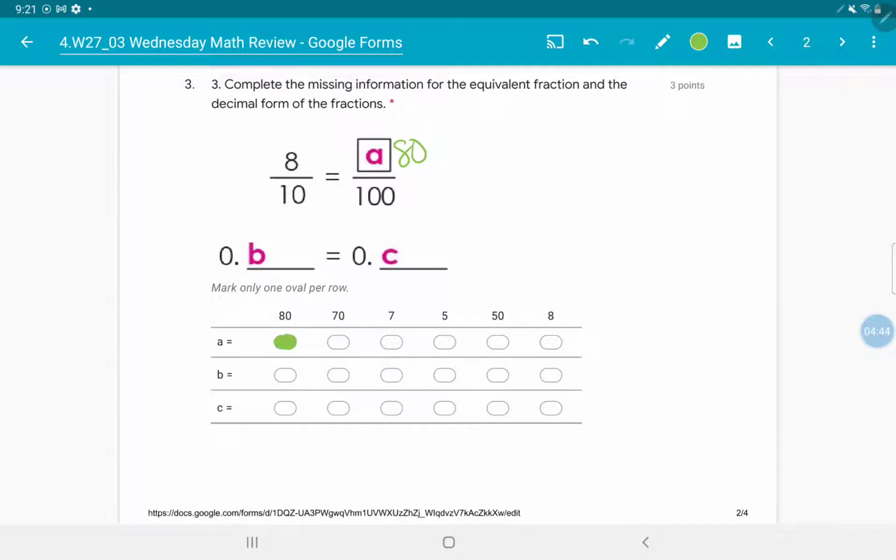Okay, so now we need B. We have to put 8/10 in decimal form. How do I show 8/10 as a decimal? What do I need there, Ansley? Very good. 0.8. I would have an 8 in the tenths place. And then how would we show 80 hundredths as a decimal, Harper? Point 80. Very good. 0.80, or 80 hundredths.